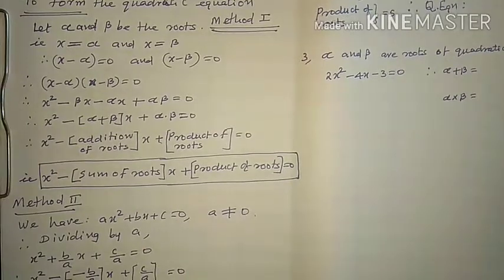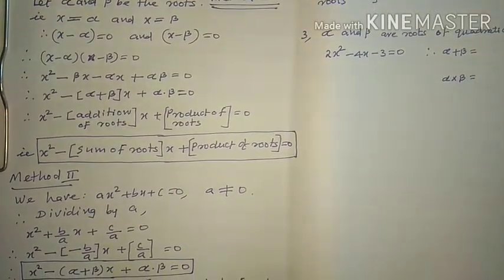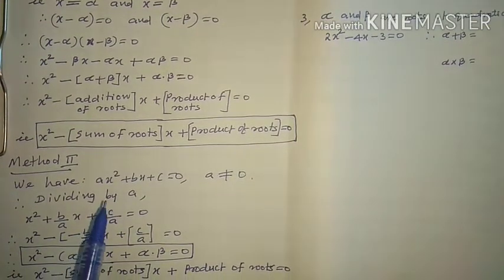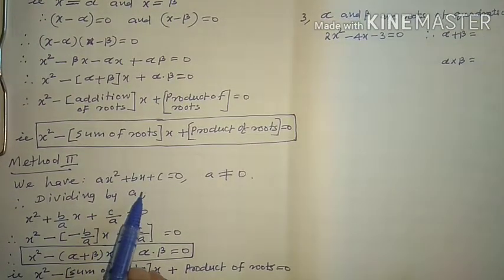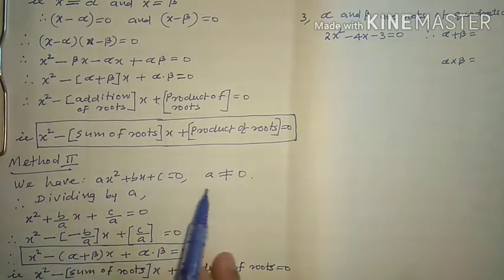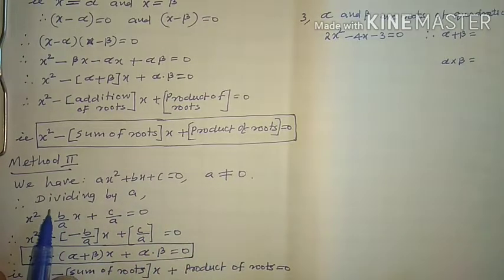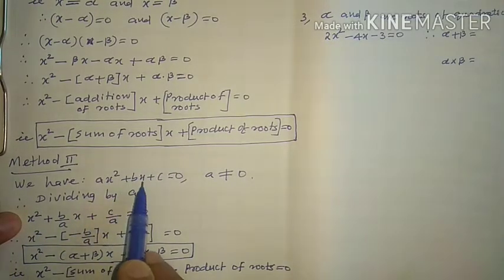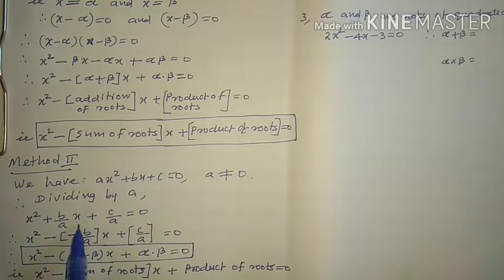This is one method. The other method is what? We have the given quadratic equation ax square plus bx plus c equal to 0. Of course a is not equal to 0. If not 0, with that you can divide. So dividing by a, ax square upon a is x square, plus bx upon a is b by a times x, plus c upon a equal to 0.